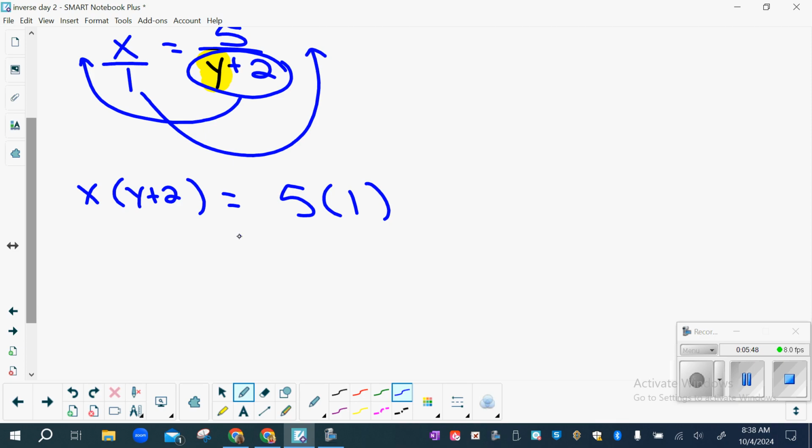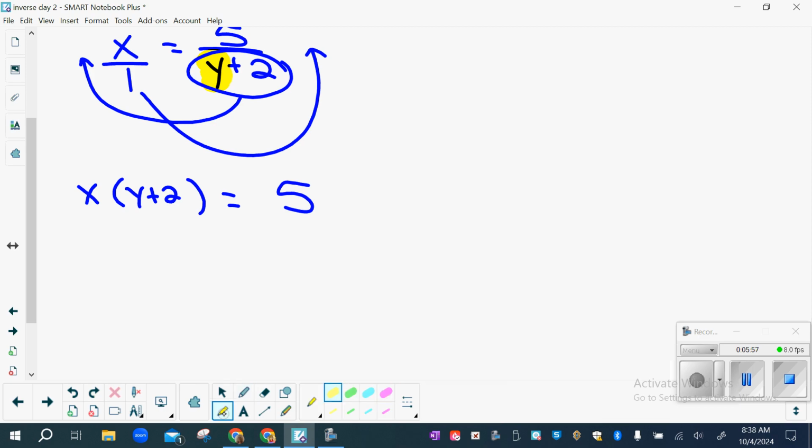So the first thing that we're going to do is, let's put that as 5. Okay, so here's what. I need this dude to be alone. So we're going to unwrap all the stuff that's around him. The first thing I'm going to do is get rid of this X on the outside. He's being multiplied. What's the opposite? What's going to undo that? Divide. Sure, sure. Look at you guys. It's like you don't even need me.